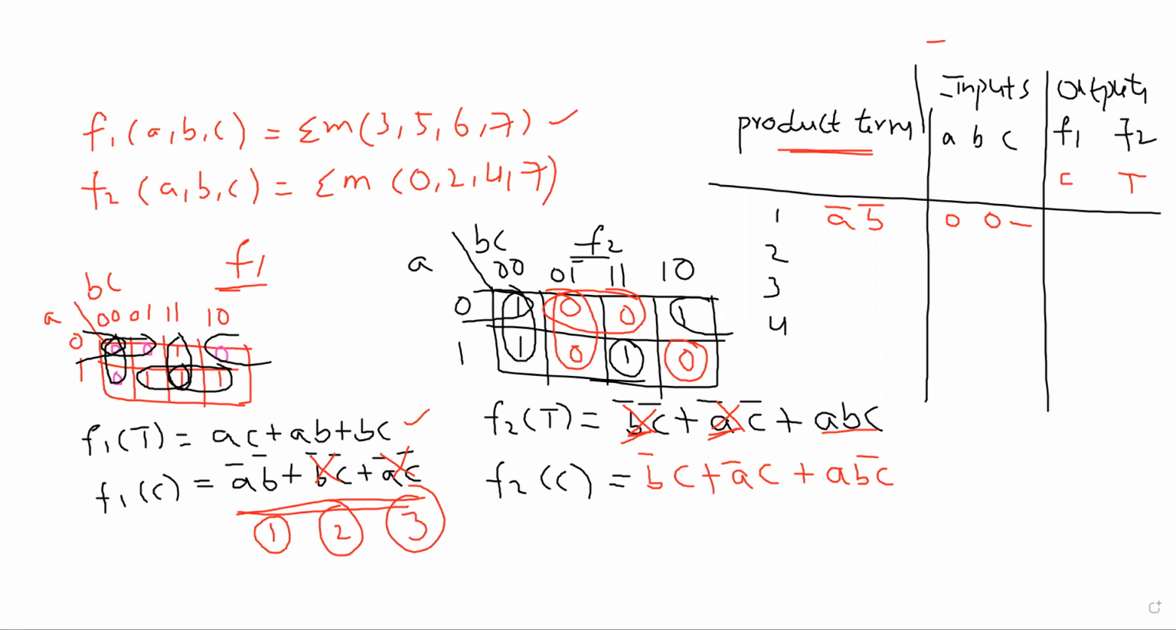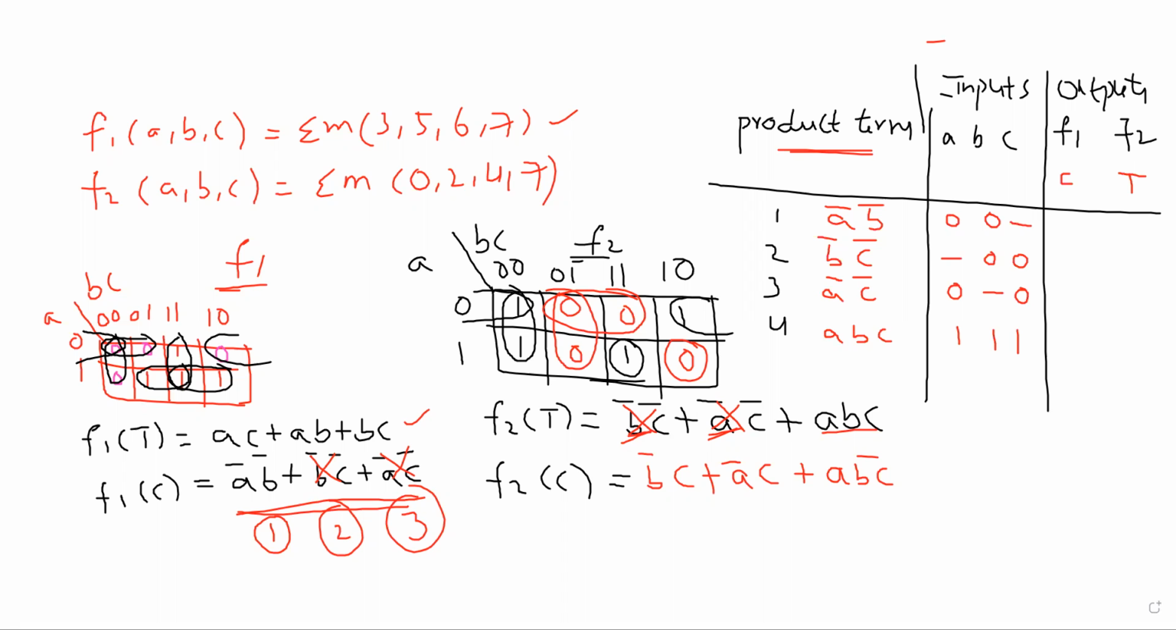Now what is the second product term? b complement, c complement is the second product term, a is not used, it is 0. Now what is the third product term? a complement, c complement is the third product term, b is not used, it is 0. Now what is the fourth product term? abc is the fourth product term, therefore you have to write a, b, c.